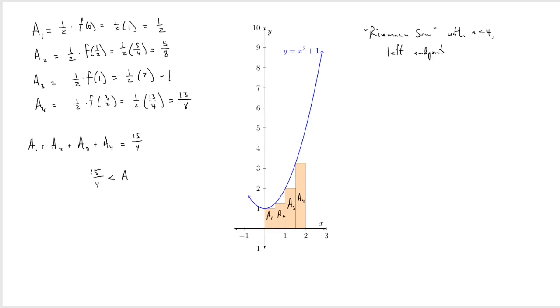And you do the arithmetic that's involved, and you get that A3 is 1 and A4 is 13/8. You convert everything into eighths so that you can add them together, and it turns out that the sum of the areas of these four rectangles is 15/4. And so now we know that the actual area under the curve is something larger than 15/4.